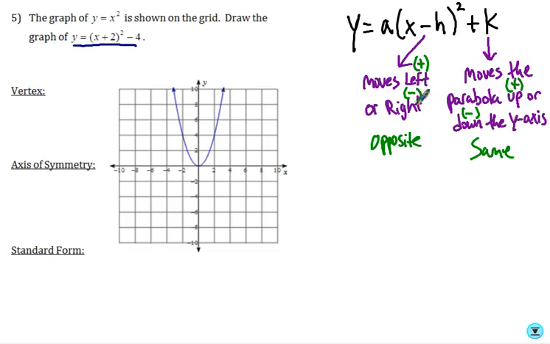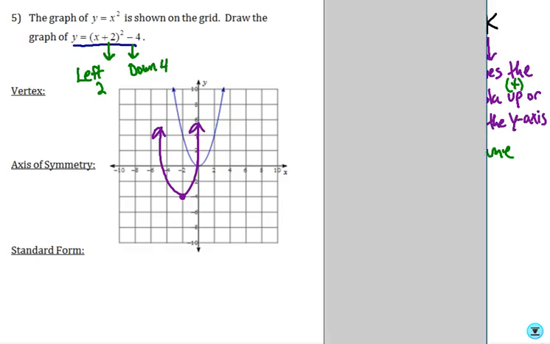So let's put all this together then. What I'm thinking is that that's going to say down 4, and then this is going to say right 2. I'm sorry, not right 2, because we're thinking opposite. It's going to move it left 2. So I'm going to go ahead and graph it, and then I'll check it with the calculator. I'm going to move left 2, and move down 4, and then I'm going to have some parabola that maybe looks like that.